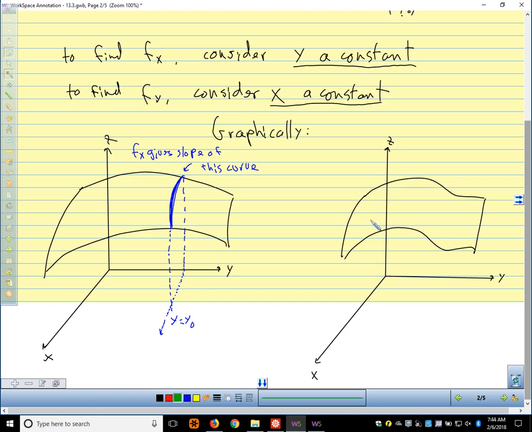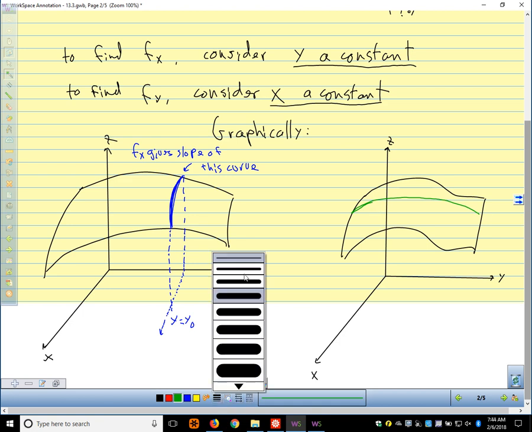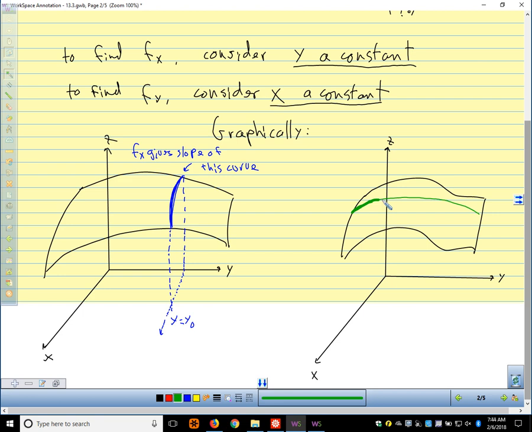And on this other surface, I'm going to draw a curve that goes this direction. Let me make my line a little bigger. There we go. And we're going to project that down into the plane. And this is at a particular constant value of x. The partial with respect to y gives the slope of this curve.